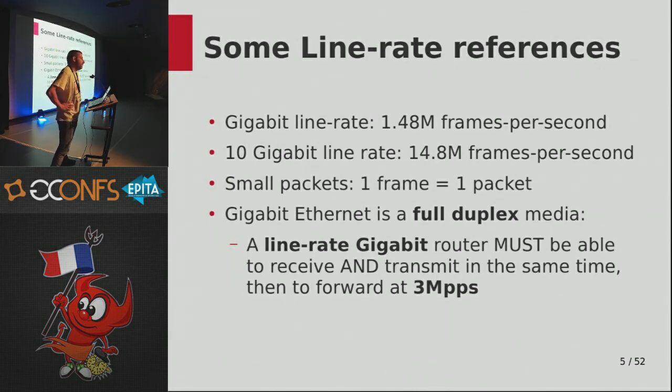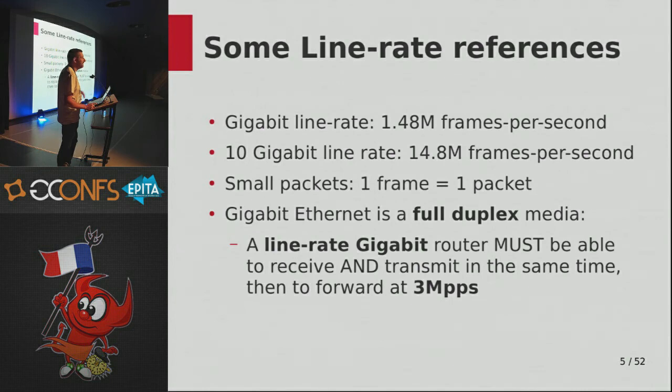Another big detail that is almost everywhere forgotten: since gigabit Ethernet, there are two wires. One wire for transmitting and one wire for receiving. It's a full duplex medium. Then, theoretically, you need to transmit and receive at the same time. It means that when you are speaking about a line rate gigabit router, your device needs to be able to forward at about 3 million packets per second. And this is for a line rate gigabit router, but ten times more for a 10 gigabit router.